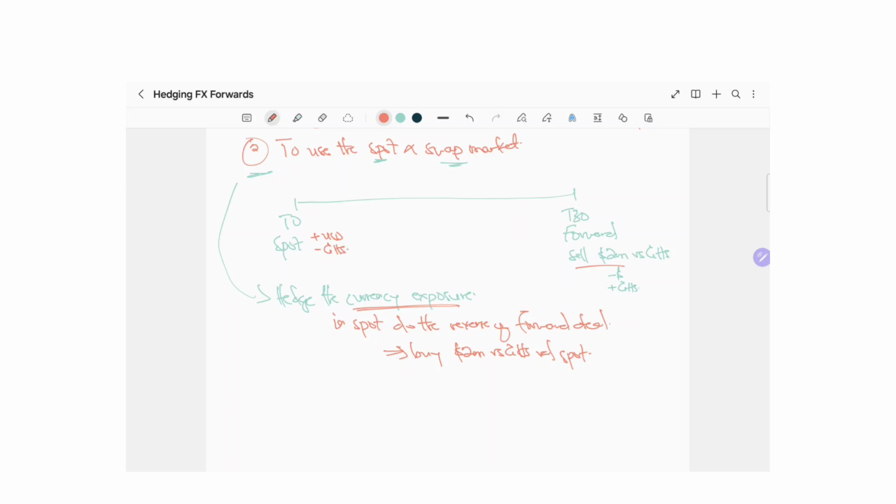So you see a number of questions that would ask you, how would you hedge the currency exposure? The catch word is currency exposure in an FX forward deal. The only way to hedge the currency exposure is to do the exact opposite, the reverse of the forward deal. So if you are selling forward, today you buy. If you are buying forward, today you sell, to hedge the currency exposure.